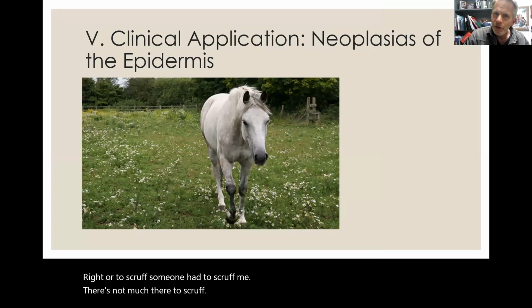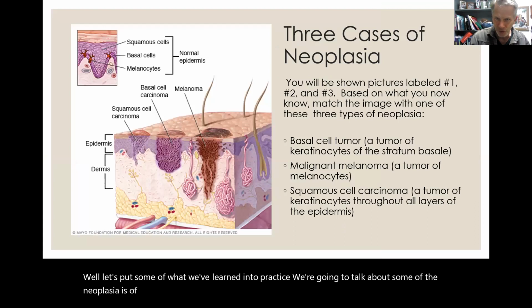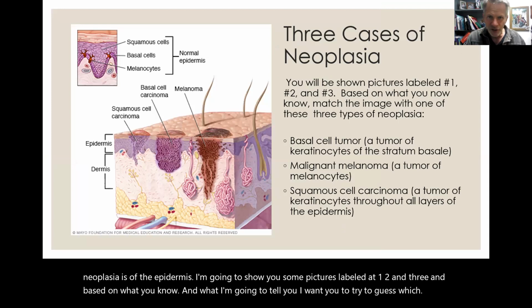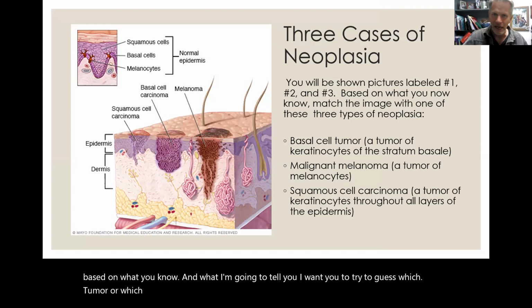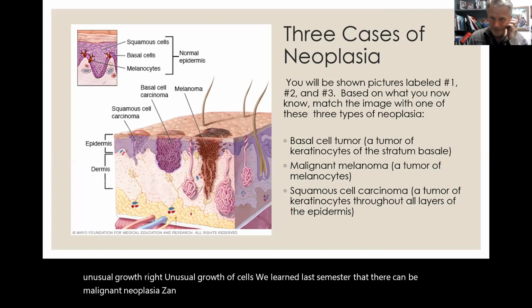Well, let's put some of what we've learned into practice. We're going to talk about some of the neoplasias of the epidermis. So I'm going to show you some pictures labeled 1, 2, and 3. And based on what you know and what I'm going to tell you, I want you to try to guess which tumor or which neoplasia these patients have. Neoplasia, remember, refers to some sort of unusual growth of cells. We learned last semester that there can be malignant neoplasias and benign neoplasias.